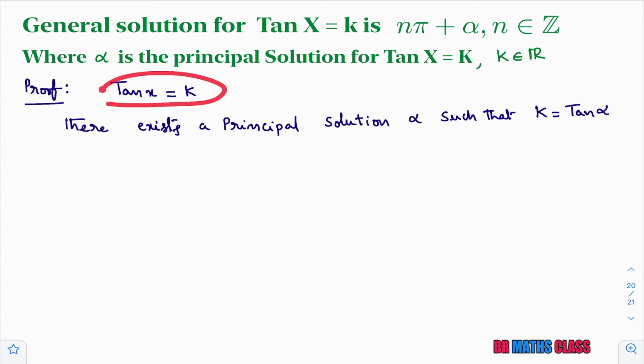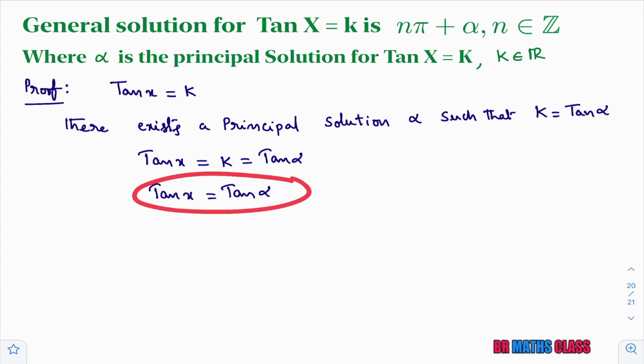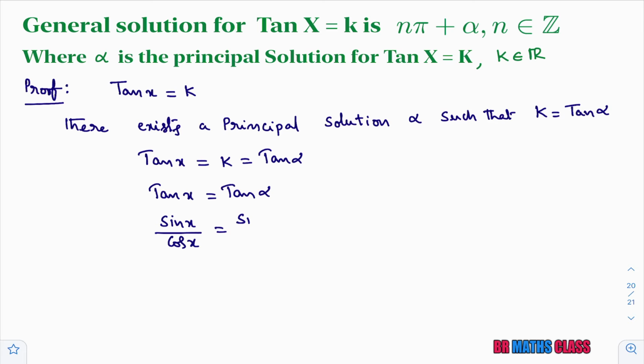So what they have given is tan x equal to k. What we came to know is that k can be written as tan alpha. So tan x equal to k, k equal to tan alpha. Now from this we can write that tan x equal to tan alpha. Now we don't have any formula for tan c minus tan d, so we cannot use this formula here like earlier problems. Here what I'll do, this tan x I'll write as sin x divided by cos x, equal to tan alpha, that can be written as sin alpha divided by cos alpha.